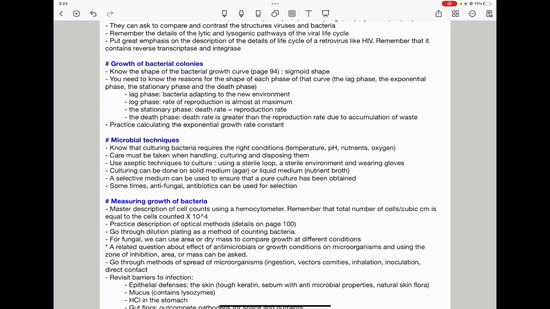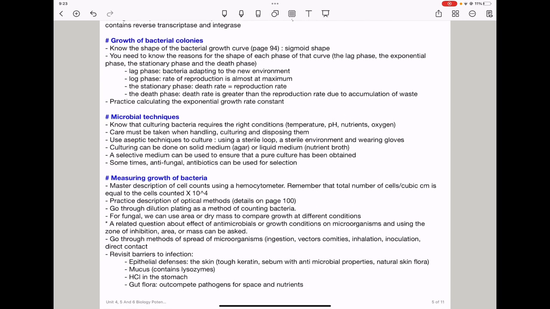When we go to microbial techniques, please put great emphasis on knowing how to culture bacteria and the right conditions that are required. We need to have the optimum temperature, the right pH, nutrients, as well as the oxygen. Great care has to be taken when handling these microorganisms, when culturing them, as well as disposing them. We need to use aseptic techniques to culture, and using a sterile loop is one of them, or a sterile environment, as well as wearing gloves.